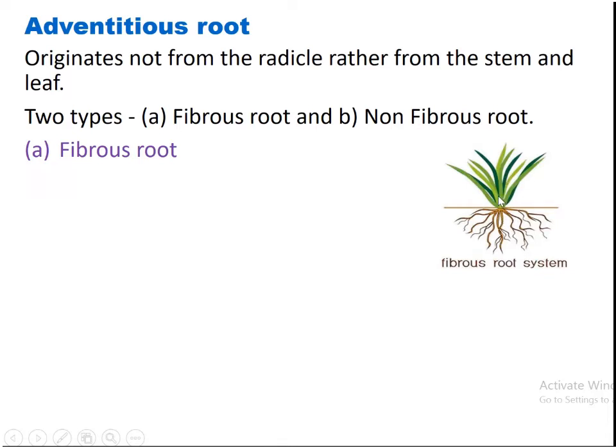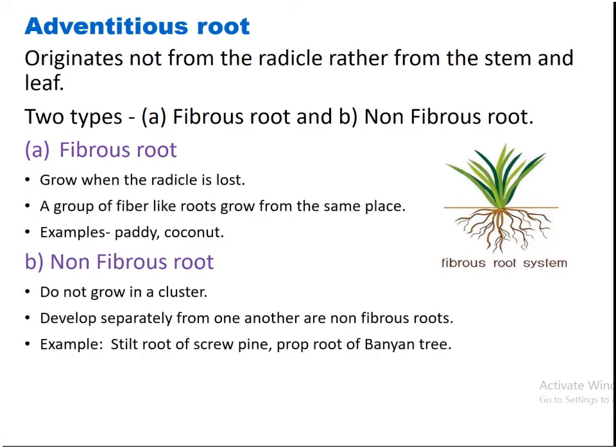Usually the radicle is lost, and these are the fibrous roots because they are fiber-like structures. Interestingly, all of these fibrous roots grow from the same point, the same place, such as the roots of the paddy plant, coconut plant, and betel nut plants. They are the fibrous roots. Now let's talk about the non-fibrous roots. They do not grow in a cluster.